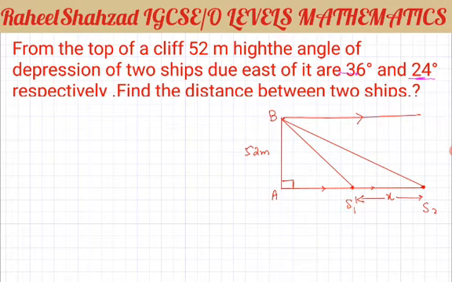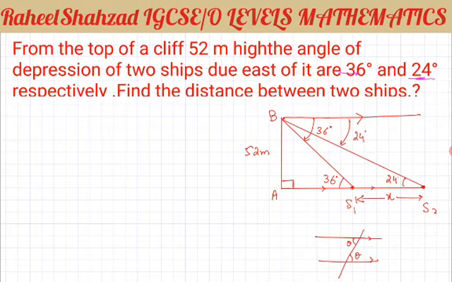The angle of depression of the first ship is 36 degrees, and the angle of depression of the second is 24 degrees. Now we know that if two lines are parallel and this is a transversal, then these two angles are known as alternate angles, and they are always equal. So if this is 36, this is also 36 degrees, and this is 24, this is also 24 degrees.